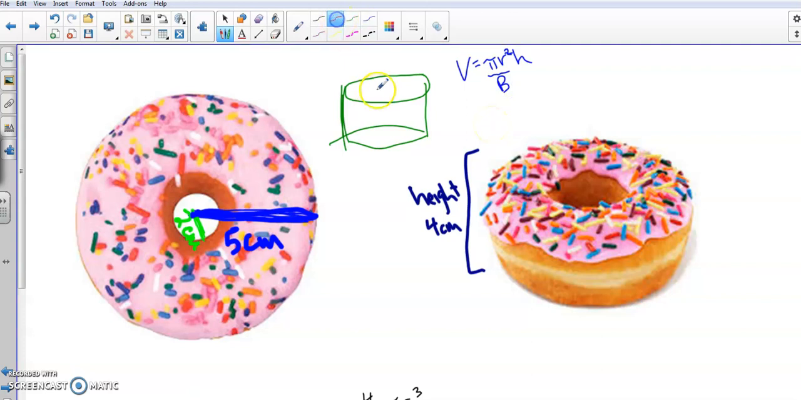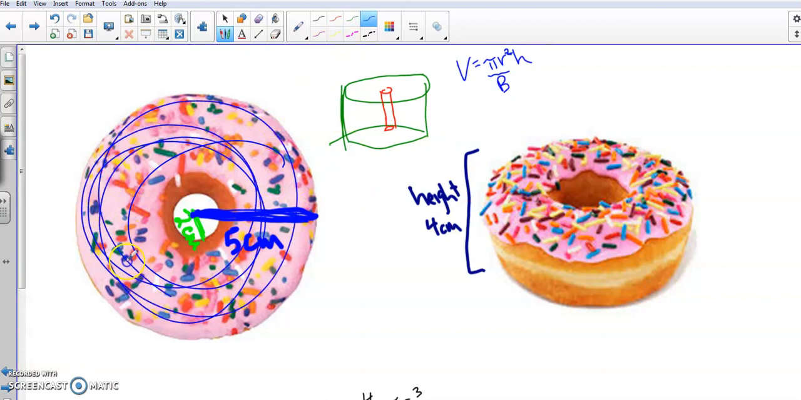Now, the only difference is there's this center missing. All right, we're thinking we're just kind of like punching a center cylinder out of our total cylinder. All right, so it's not enough to just find the volume of the whole donut. We can't just find the volume of this donut and be done with it based on the 5 centimeters here. We have to do a little more work.